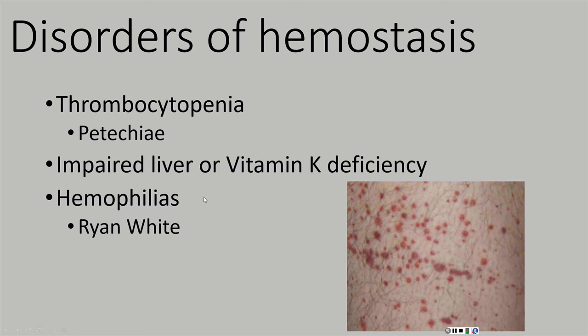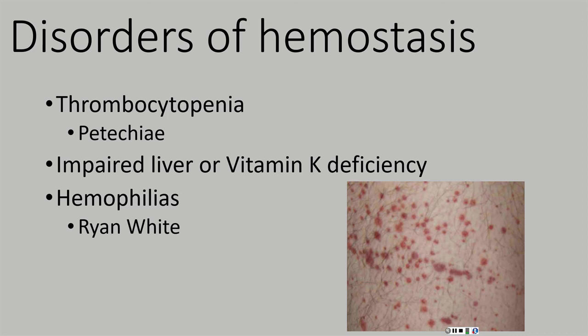Hemophilia. Hemophilia is actually a class. There are different types of hemophilia, but really what it literally translates into is love to bleed. And this is an inability to stop bleeding. And the reason I have Ryan White here, typically now my students are far enough away that they're so young that they don't know about Ryan White.